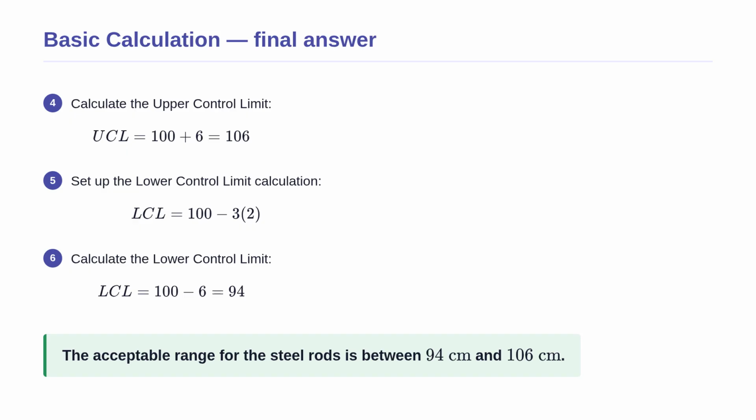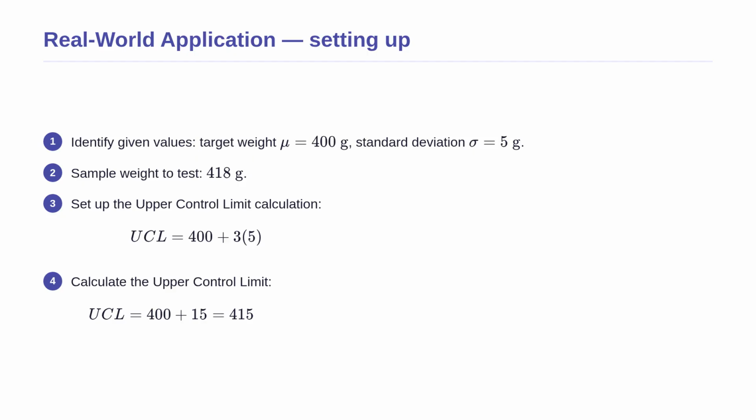Now we calculate the lower control limit. We take the average of 100 and subtract 3 times the standard deviation of 2. Multiplying 3 by 2 gives 6 and subtracting this from 100 gives us 94. Therefore, our final lower control limit is 94 centimeters. In practical terms, as long as the factory's steel rods measure anywhere between 94 and 106 centimeters, the cutting machine is working perfectly normally. Let us look at a slightly more applied scenario.